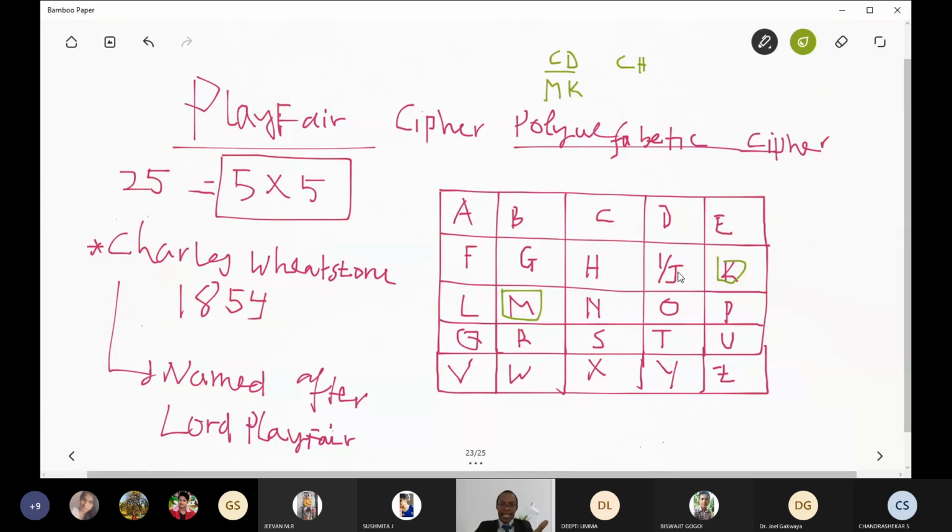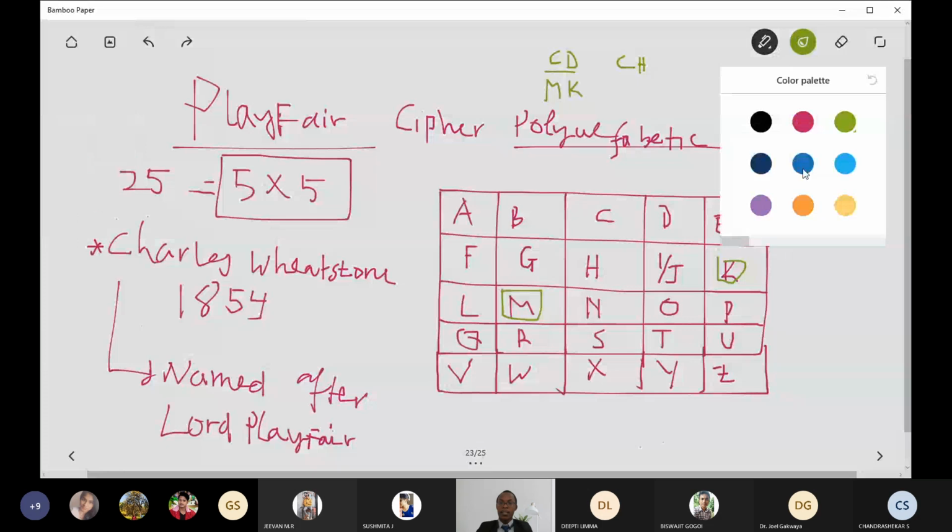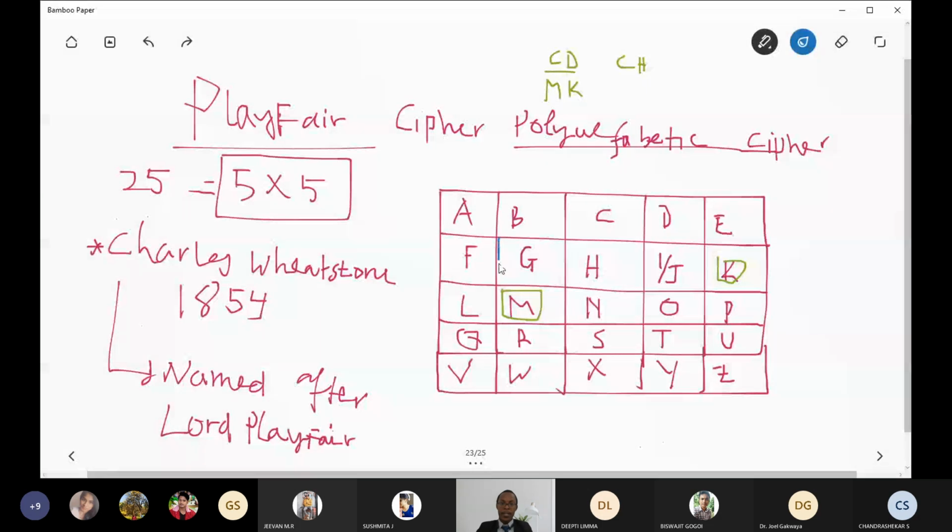Now what do you do? You draw a rectangle, and those two letters, M and K, should be the corners. Now, how to draw? You draw like this. Let me use a different pen so you can understand this one. Okay, Jivan, this is it. So as you can see, M and K are in the corners.